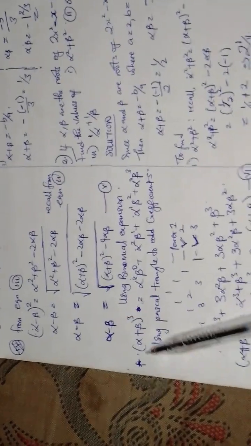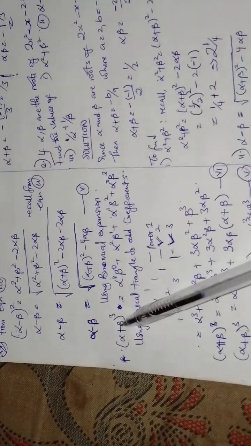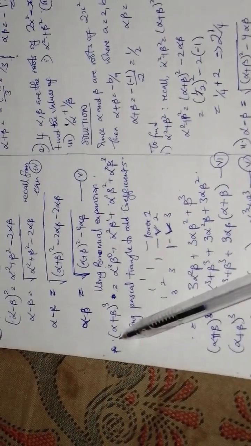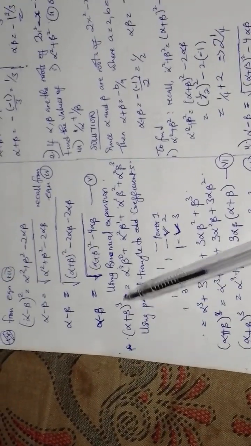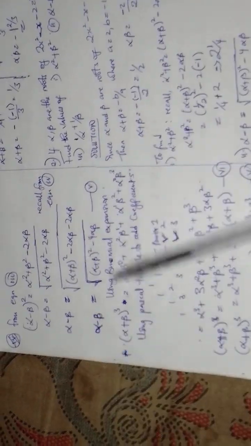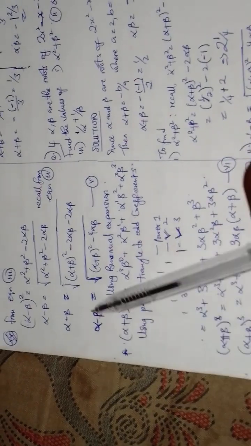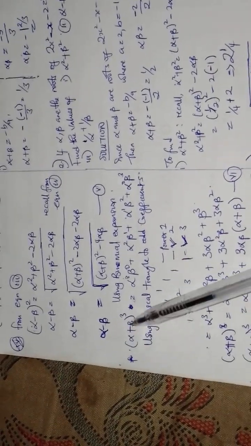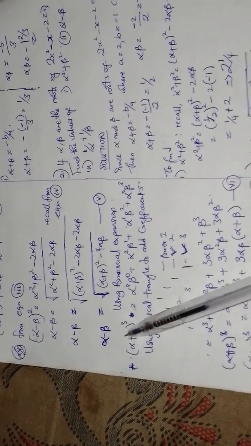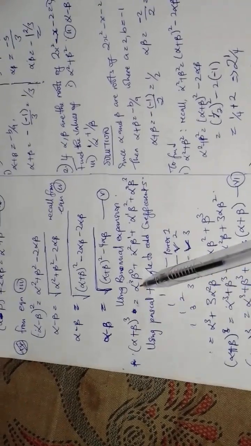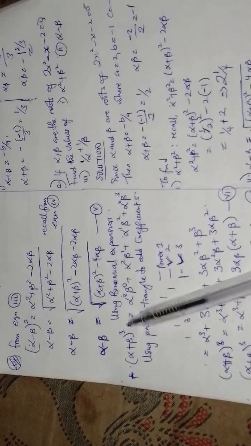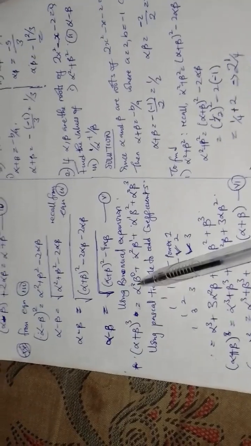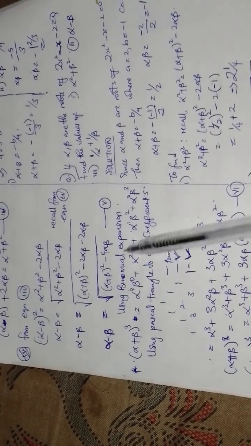Now let's find the expansion of alpha plus beta raised to power 3. How do we expand alpha plus beta raised to power 3? For the expansion of this, we are going to use binomial expansion, using Pascal's triangle. Normally using binomial expansion, here you have alpha raised to power 3 times beta raised to power 0. Are we there now? This one will be descending, while this one will be ascending.